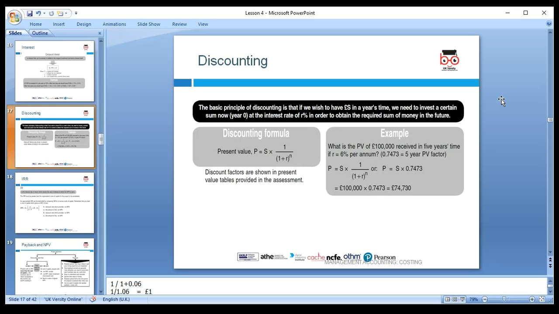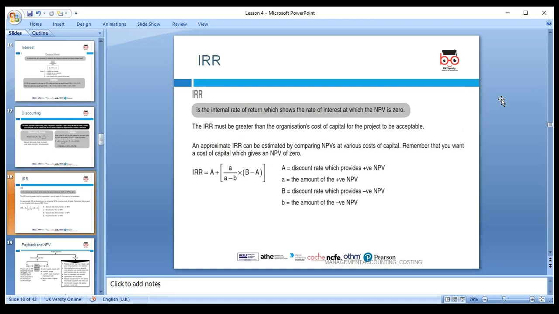It is multiplied by 0.7, which is the PV factor. So what we can do is how much we are going to invest times by how much, actually. So if you get 100,000, you're actually not getting 100,000. The real value will be 74,730, because the value of money decreases with the passage of time.